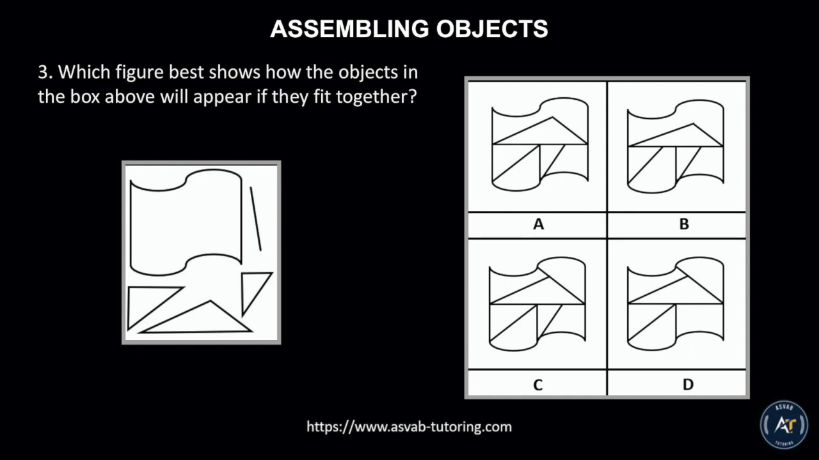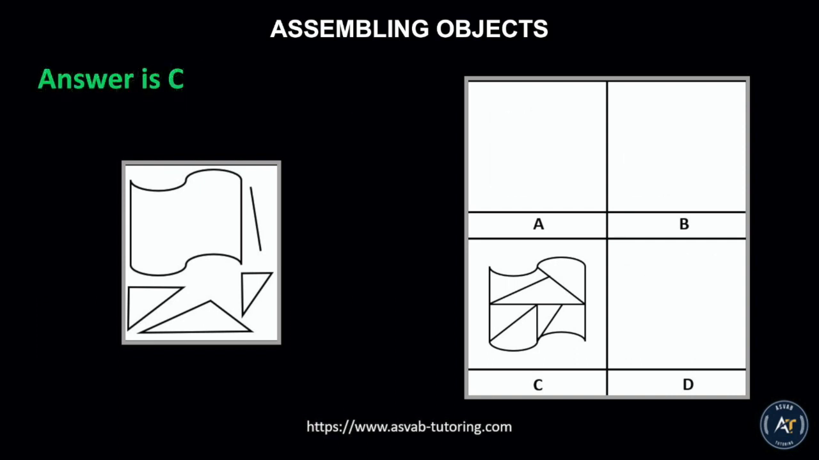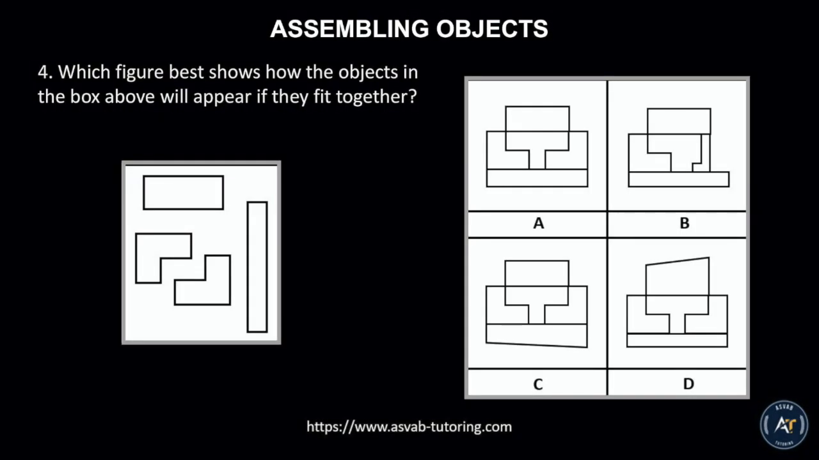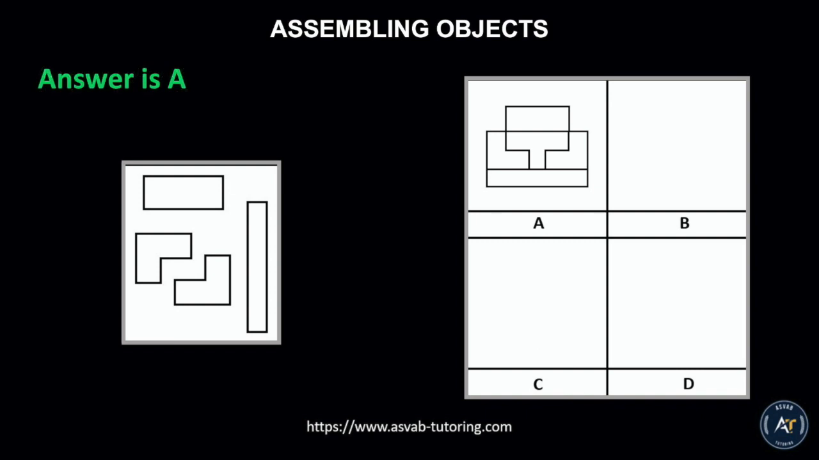Number 3. Which figure best shows how the objects in the box above will appear if they fit together? The correct answer is letter C. Number 4. Which figure best shows how the objects in the box above will appear if they fit together? The correct answer is letter A.